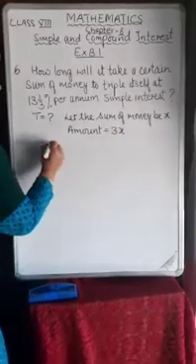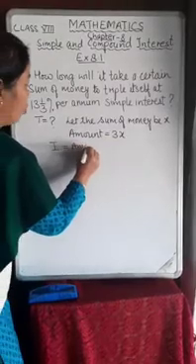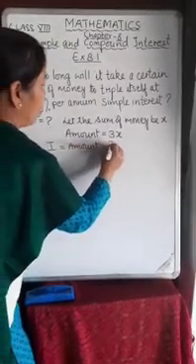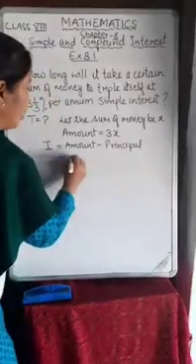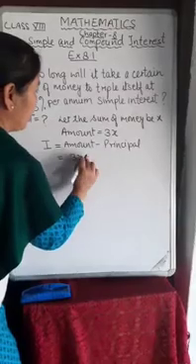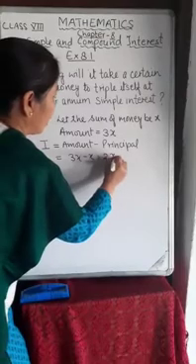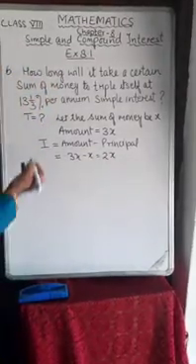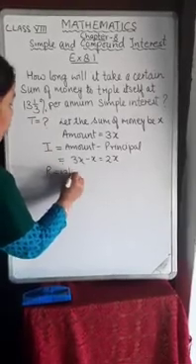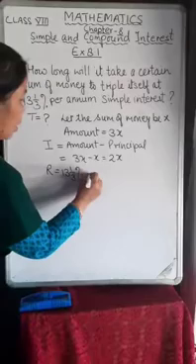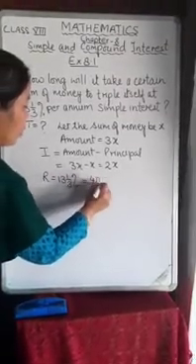From here we can find out the interest, as we know that interest is equal to amount minus principal. So amount is 3x and principal is x. So interest is 2x. 3 minus 1 equals 2x. And the rate of interest is also given. R is equal to 13 whole number 1 upon 3%, which can be written as 13 3s are 39 plus 1 is 40 upon 3%.